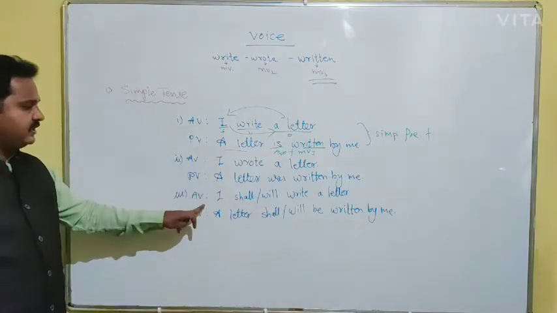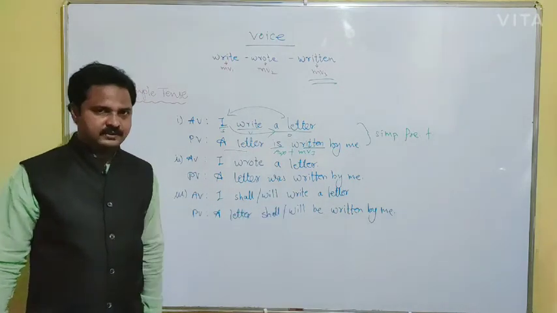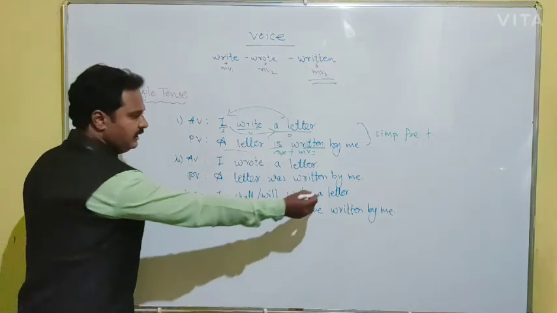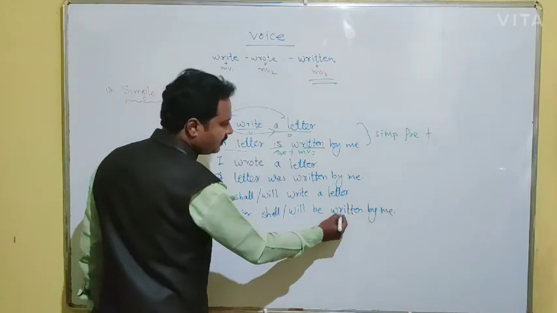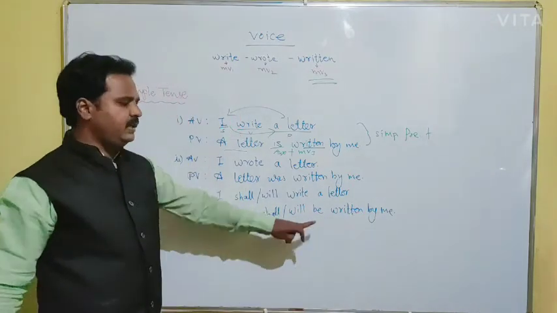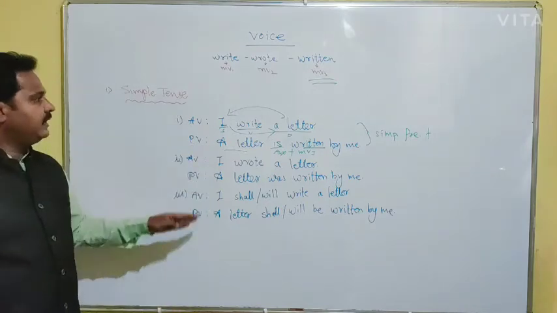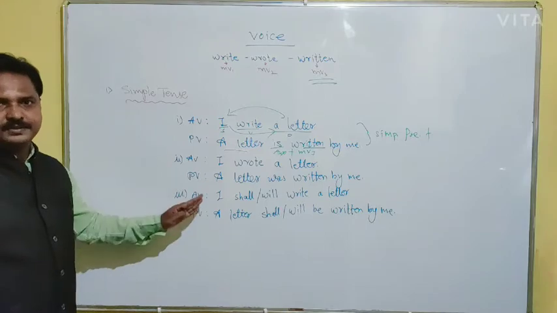And in future tense, we say, I shall or will write a letter. The passive voice will be: a letter shall or will be written by me. You can use be, otherwise you can remove that be. But the answer will be the same. We have seen simple tense. Now see the continuous tense.